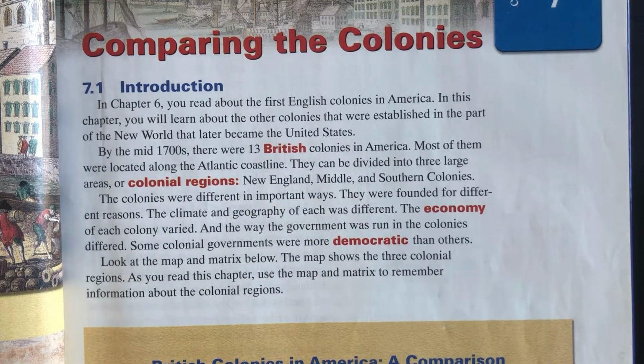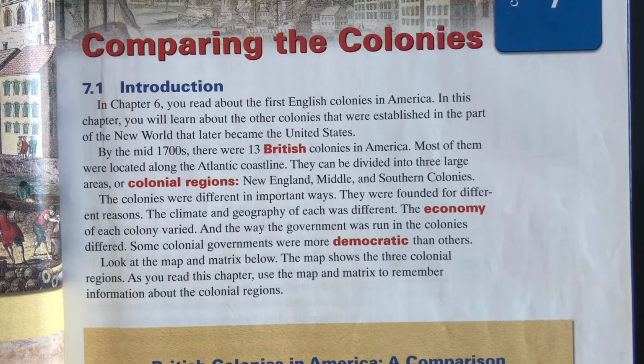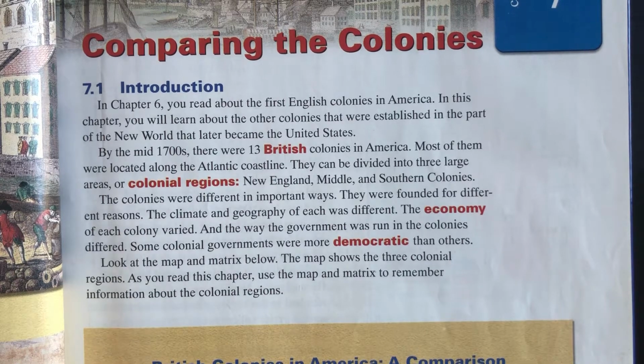The colonies were different in important ways. They were founded for different reasons. The climate and geography of each was different. The economy of each colony varied. And the way the government was run in the colonies differed. Some colonial governments were more democratic than others. Look at the map and the matrix below. The map shows the 3 colonial regions. As you read this chapter, use the map and matrix to remember information about the colonial regions. And we'll be doing that in our packet.